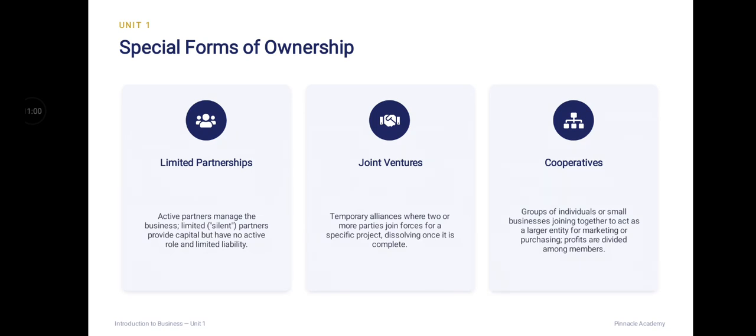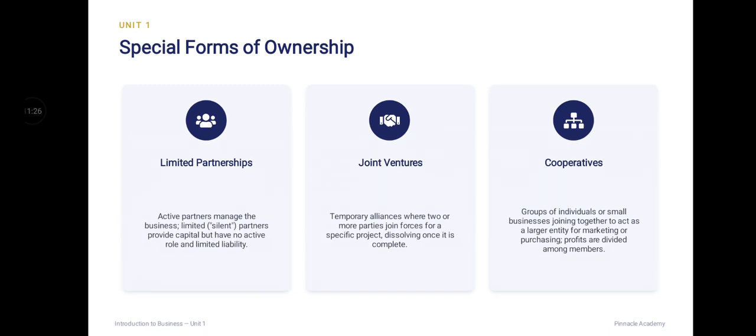There are also joint ventures. Joint ventures are temporary alliances where two or more parties come together for one specific project and then dissolve once that project is done. Think of two construction companies teaming up for a single road contract. And then once that contract is done, they can go back to operating as independent companies again.